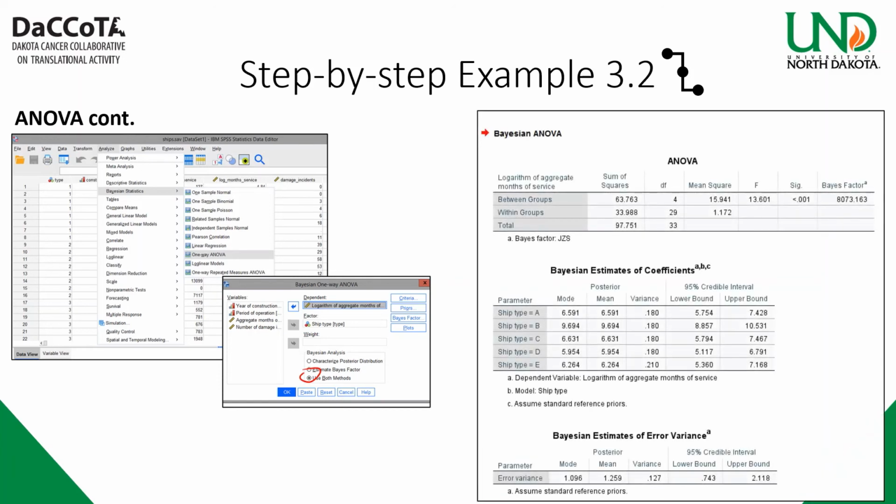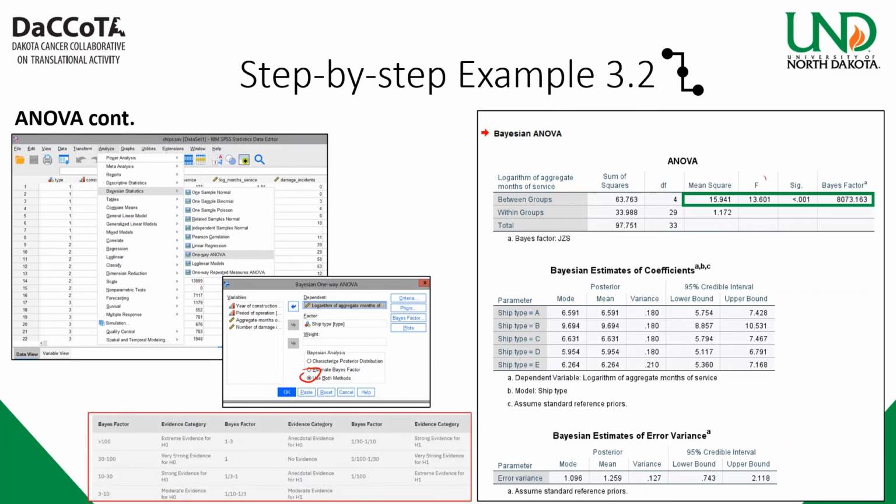So what we get out here, it's interesting because it gives both an F value and significance, like the standard classical t-test sort of thing. That's why we don't really need to do this frequency method on the side. We can do it. It gives us it at the same time, and then a large Bayes factor. And then it gives stuff for each of the ship types.